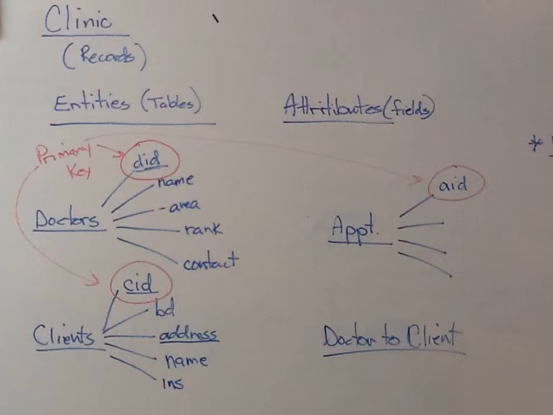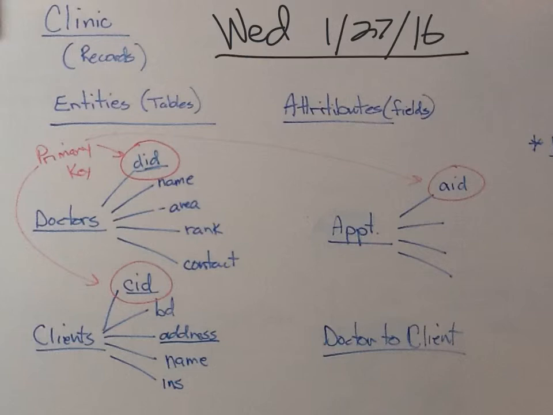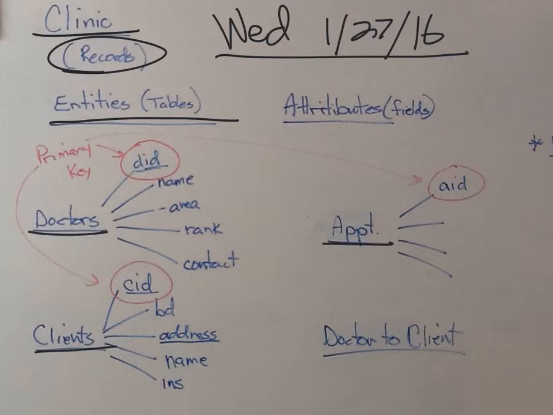Alright, so this is when we started on Wednesday of last week. I think that would have been the 27th, I believe. And we started out, we gave the clinic example, and we said, what entities? And you worked in groups and tried to think about, you're going to keep track of records at a medical facility, a clinic. We came up with doctors, clients, appointments. We talked a little bit about the doctor-to-client relationship. So we came up with some primary keys.